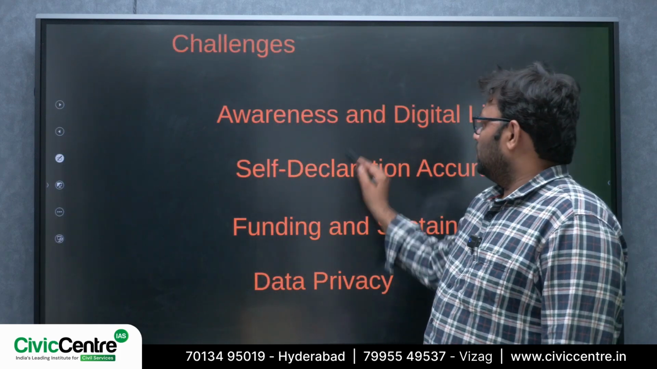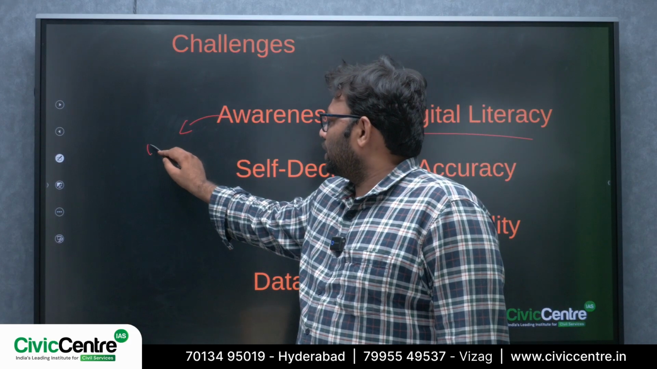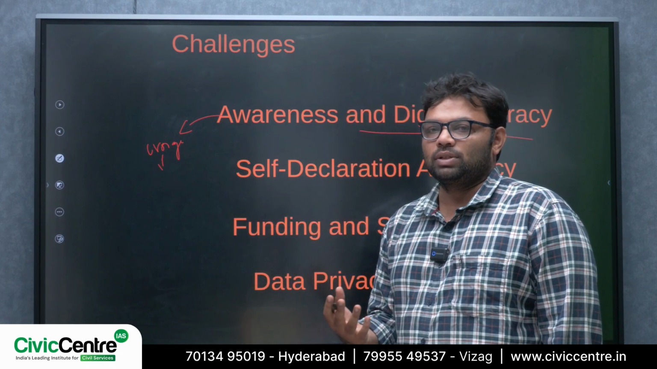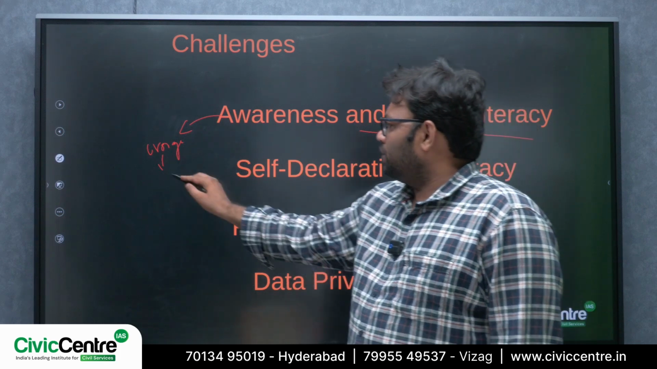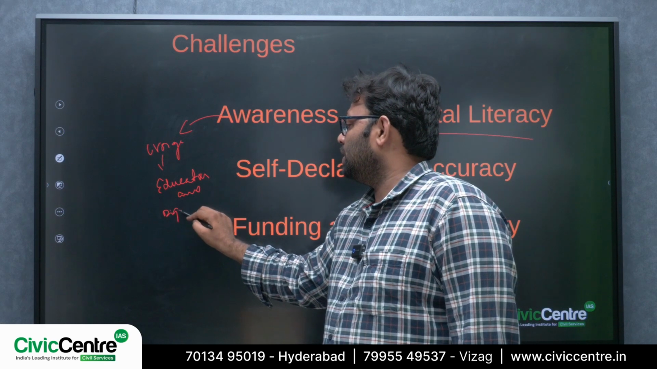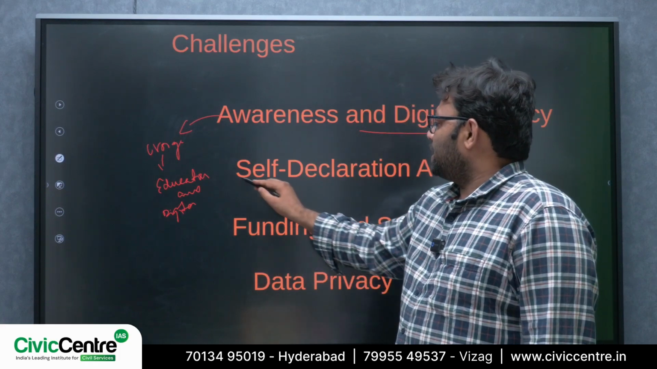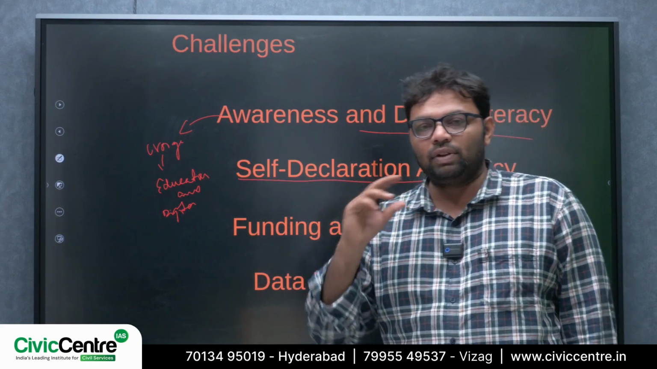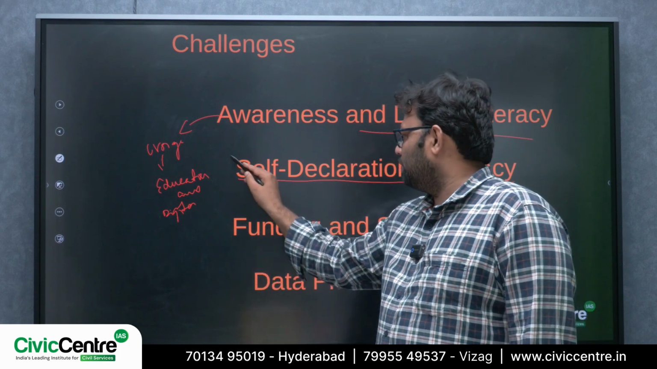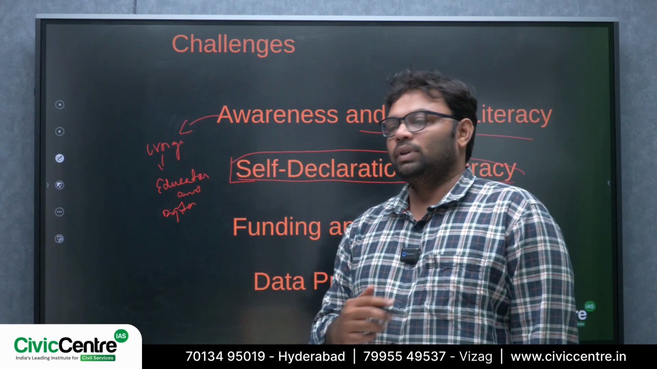So what are the challenges? Awareness and digital literacy. Obviously we are talking about the unorganized sector. Most of the time, if you look at it from an agriculture perspective, the majority of the farming community doesn't have proper education and digital literacy. So obviously, it will be one of the major hindrances to enrolling in this program. Second one, self-declaration accuracy: whether they fall under agriculture or industry or any other type of activity. Obviously, this self-declaration accuracy is also one of the major issues for enrolling in the E-shram Portal.